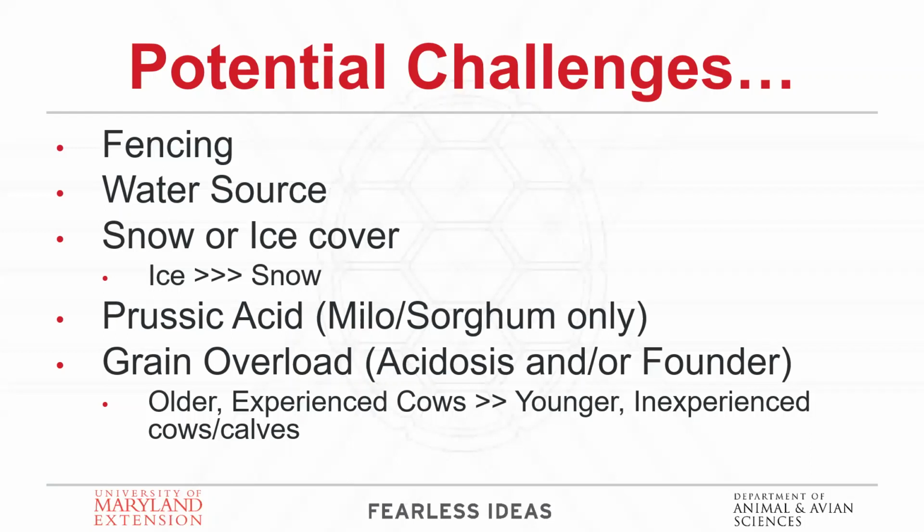A really big one when you consider sorghum or milo is prussic acid. I don't know how familiar folks on this webinar are with prussic acid. So sorghum is one of those plants. It's a really great forage, except for when you get a hard freeze. So when you have a hard freeze, you can get a buildup of this prussic acid, which is deadly to cattle.